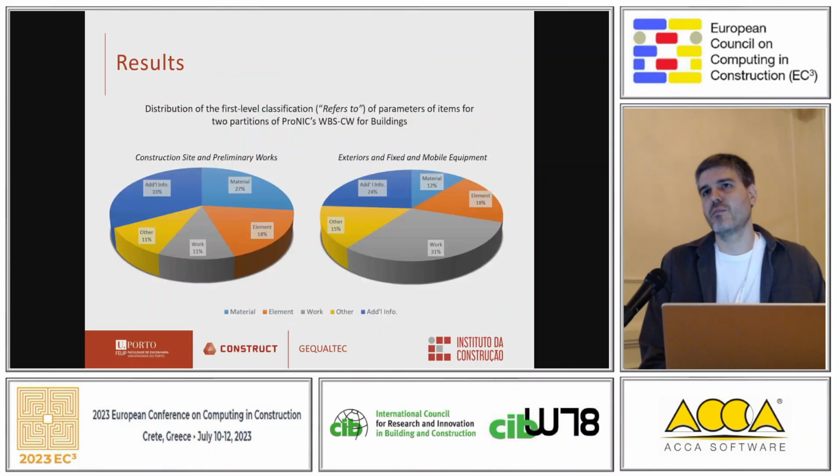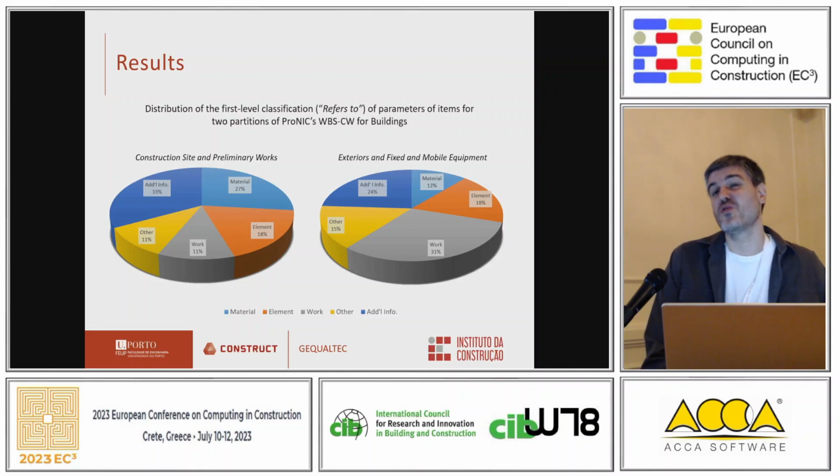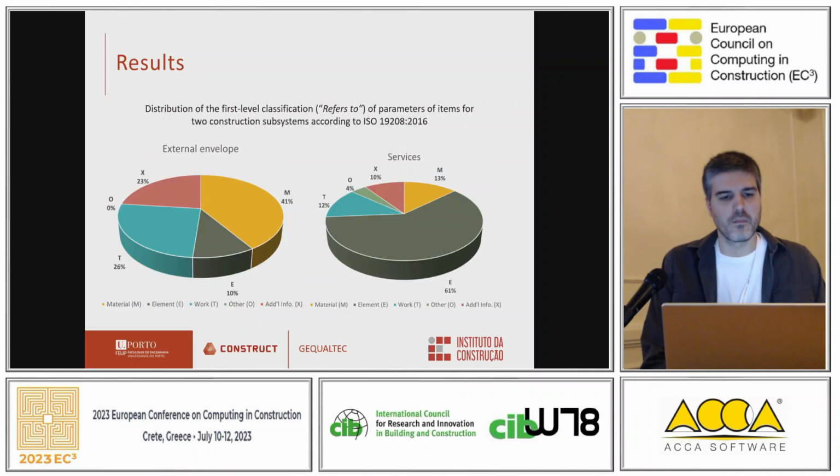And these are some partial results. Each of the chapters might have a different distribution, so you should focus on different parameters, the ones that are really more meaningful and not likely to be found on the BIM model, namely stuff related to work, as you can see on the right for exteriors and fixed and mobile equipment. You're not going to find that on the BIM model.